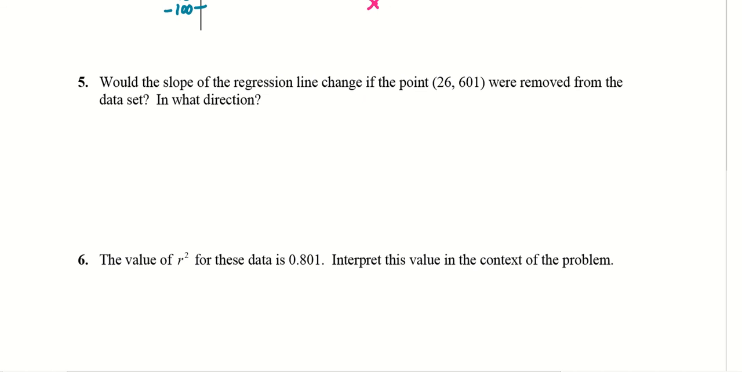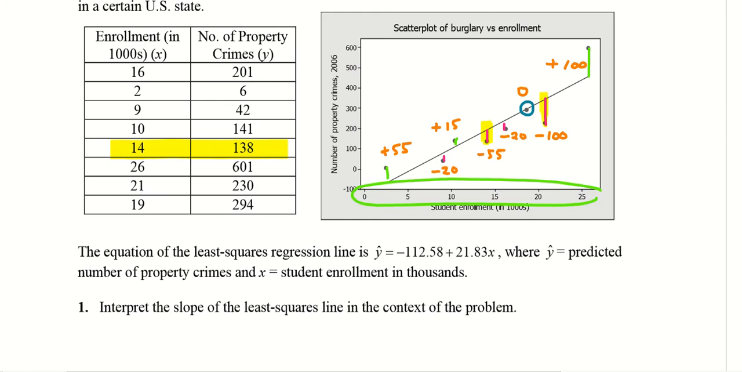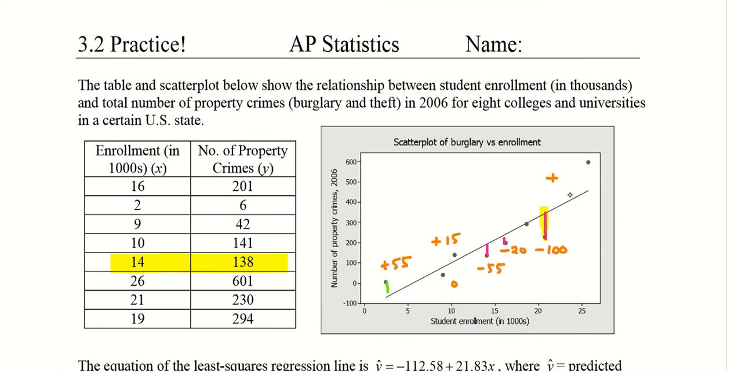Quickly, number 5: would the slope of the line change if that ordered pair, 26601, were removed, and in what direction? Ooh, let's look at that. I'm going to erase all this just so that I can see it better. If I were to take this guy out, then I believe the slope of the line would go more something along the lines of this, right?